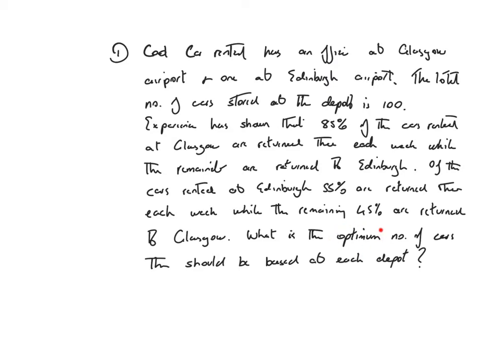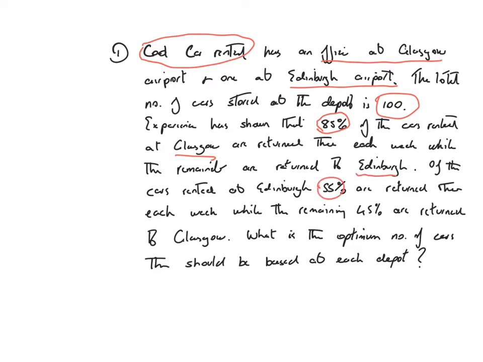The first thing that I would say is optimum seems to suggest that we're going to investigate some kind of limit. So let's just think about what we've got again. This car rental company has got an office at Glasgow and obviously at Edinburgh Airport, so you can hire cars from either. In total we've got 100 cars. The cars that are hired at Glasgow Airport, 85% go back to Glasgow, the remainder go to Edinburgh. Cars hired at Edinburgh Airport, 55% go back to Edinburgh and the other 45% go back to Glasgow.